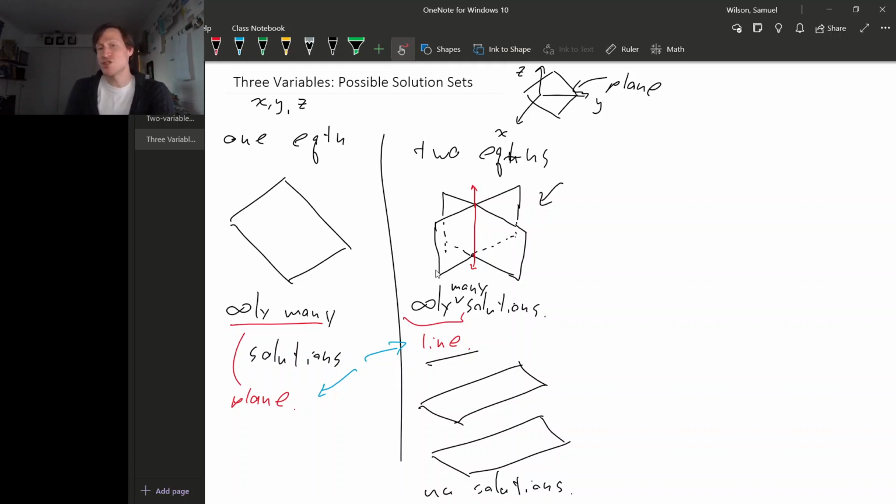So that means with just two equations, there's no way to get exactly one solution. So this is very different than in the two-variable case. And that's something we'll have to think about later in the class as well. Okay, so if that's with two equations, what if we have three equations?